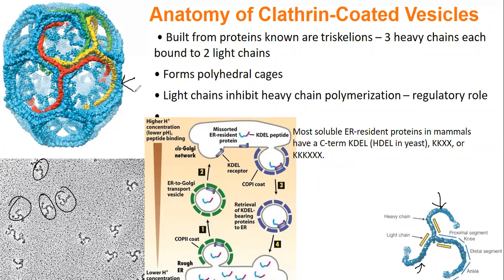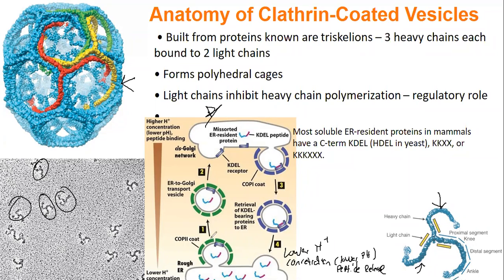Now, just looking at our other image here in the middle, since we're talking about transportation, and let me rewrite the words down here. So this is lower H+ concentration, lower pH, peptide releases. And what we're looking at in this middle picture is transportation between the ER and the Golgi.